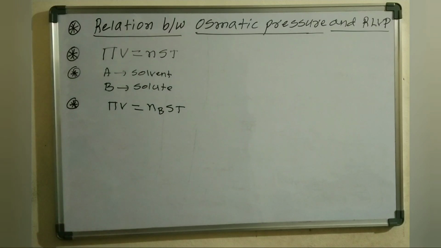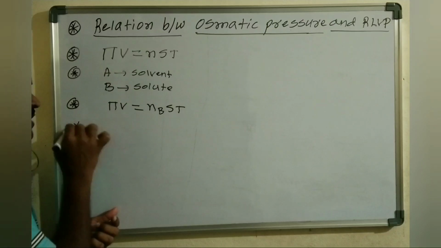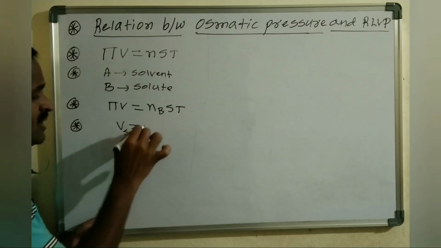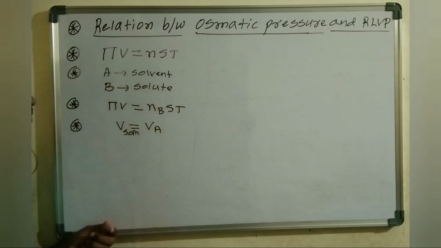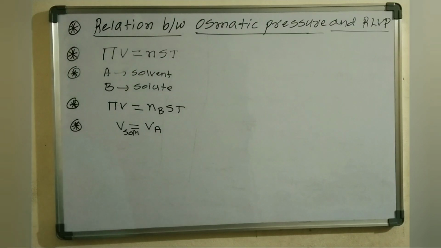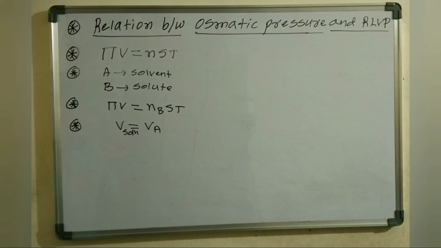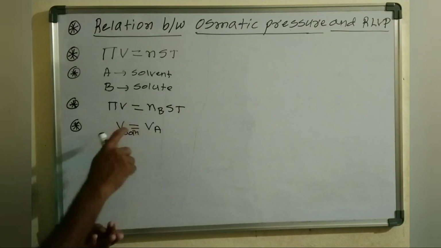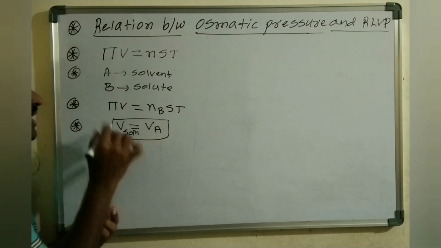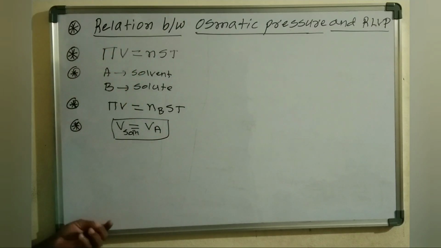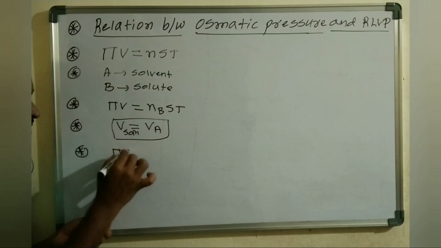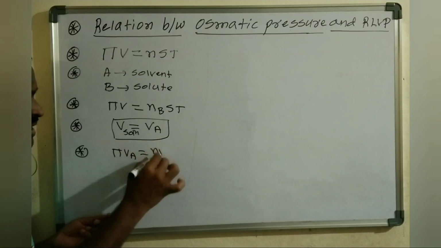The volume of the solution, for dilute solutions, is equal to the volume of the solvent only. Why? Because the volume of the solute is negligible, a very small quantity. So we write volume of the solvent equals volume of the solution in the case of dilute solutions. The equation becomes πVa = Nb ST.